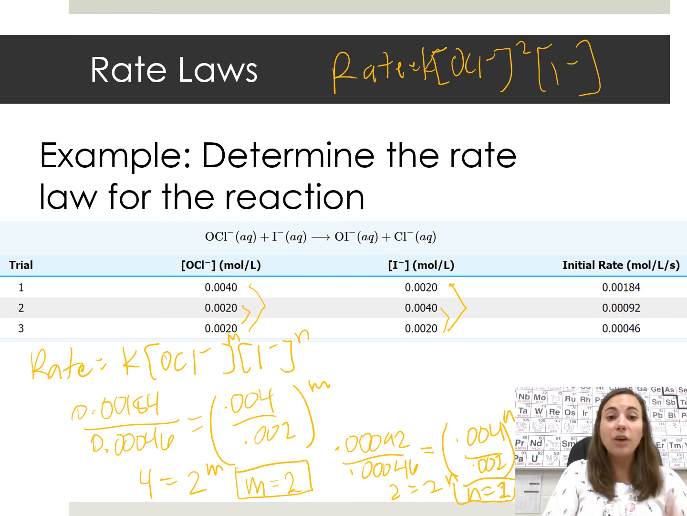All right, so now you know how to write rate laws, the generalized expression, you know what a rate order is, and a rate constant, and you can use the initial rates method to determine a rate law.